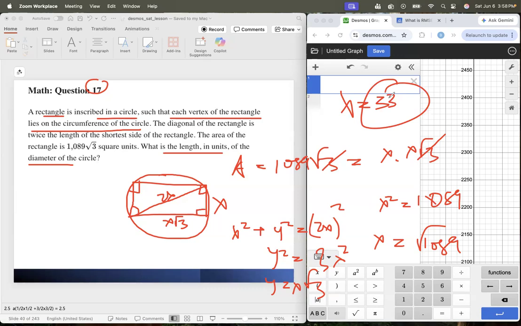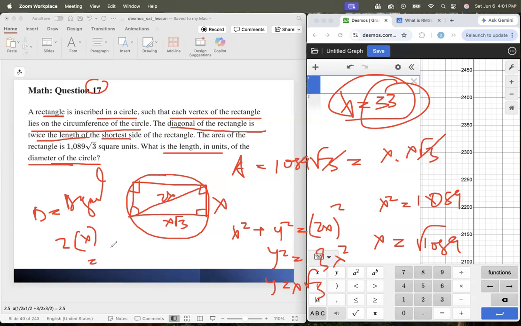And then you need to do something else with the work you've done. Don't lose this point. The diameter of the circle is equivalent to the diagonal, and the diagonal is 2x. Therefore your answer choice is 66. Be careful, don't lose the point. Easy point on this kind of question.